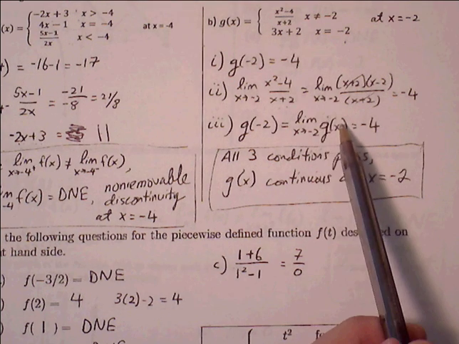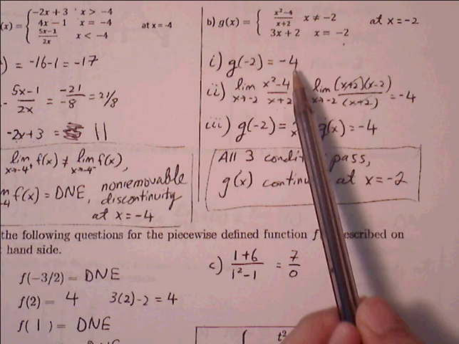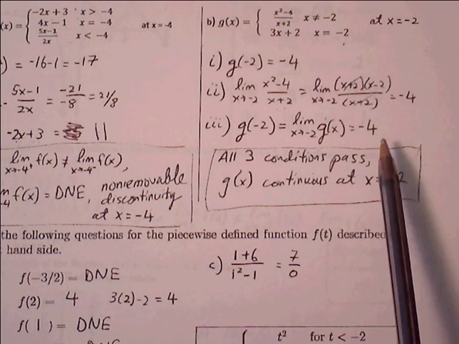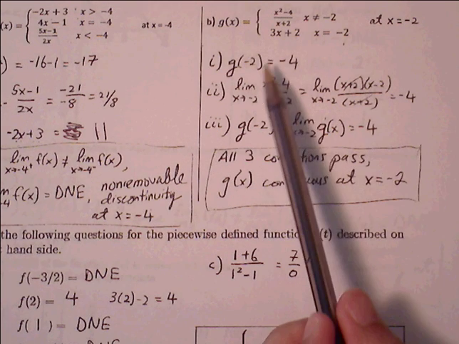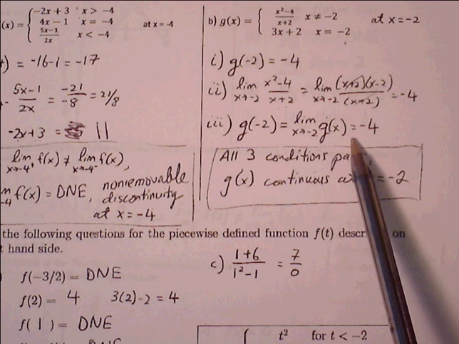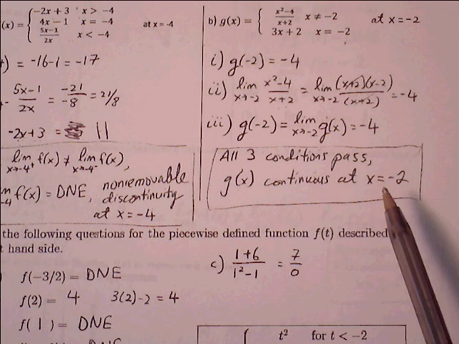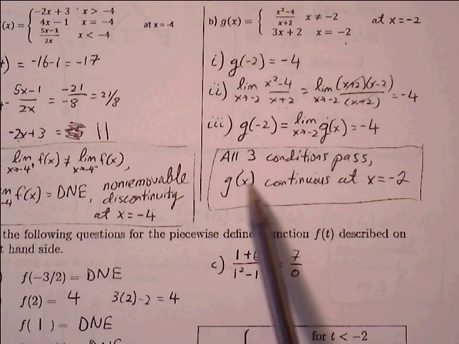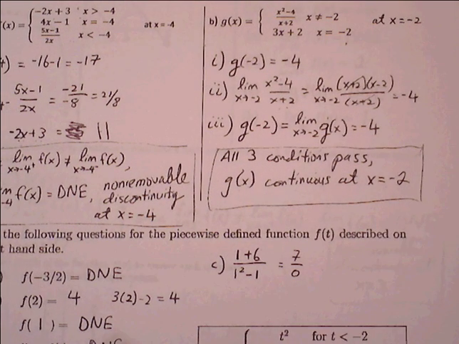The third condition is asking, do the first two conditions match? Negative 4 and negative 4, they both agree at the same y value. So the point exists, the limit exists, and the point is going to fill in where the hole is for the first graph. So we know the function will be continuous. All three conditions pass. Our function is continuous at x equals negative 2.